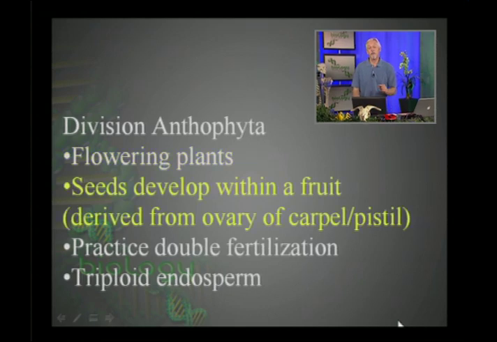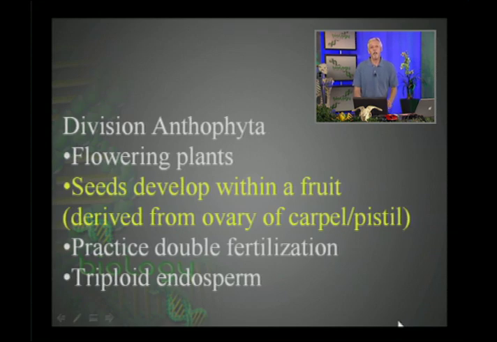Seeds will develop within a fruit. So that's one of the definitions of the flowering plants, is not only that they have a flower, but that seeds develop within a fruit. And the fruit is derived from the flower. It's going to be derived from the ovary or carpel or pistil. These are interchangeable terms of the flower.